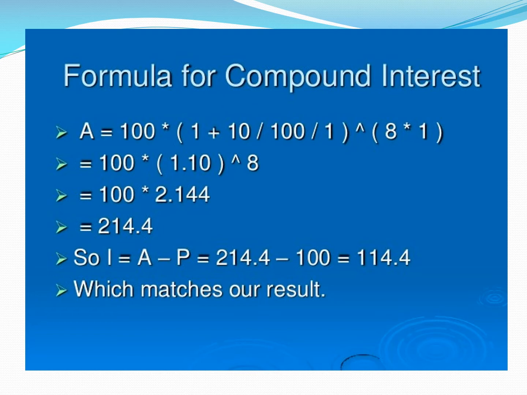Simplifying the next line, 100 into 2.144, therefore rupees 214.4. Now we calculate the interest: amount minus principal equals 214.4 minus 100 rupees, which equals 114.4 rupees, which matches our result.